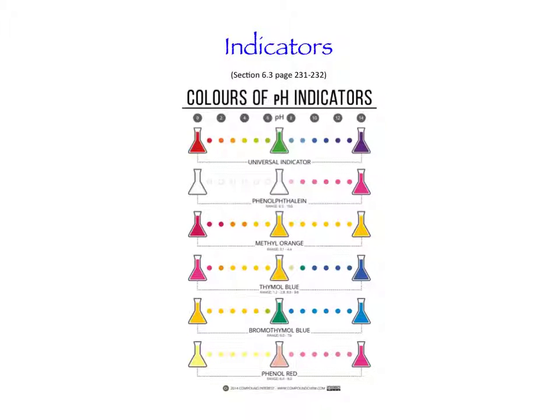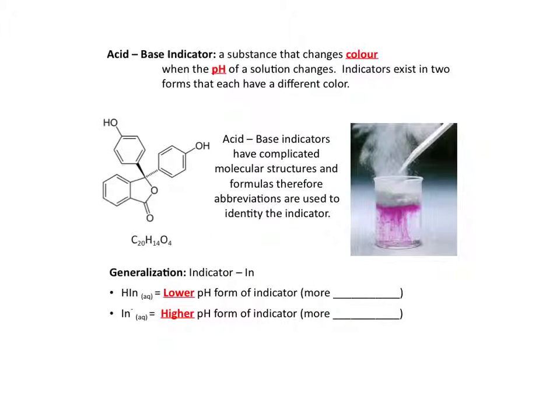All right, so now that we've talked about acids and bases and pH, we can talk about indicators. So what we use to visibly see the pH based on colors. So an acid-base indicator is a substance that changes color when the pH of a solution changes. Indicators exist in two forms that each have a different color.